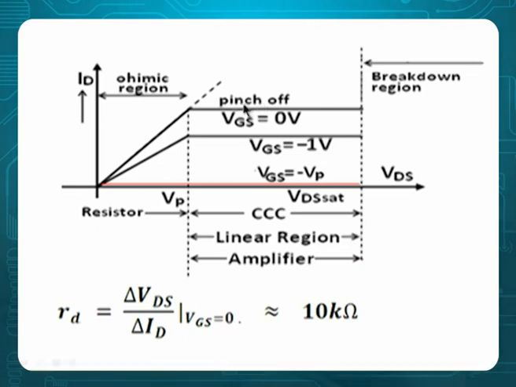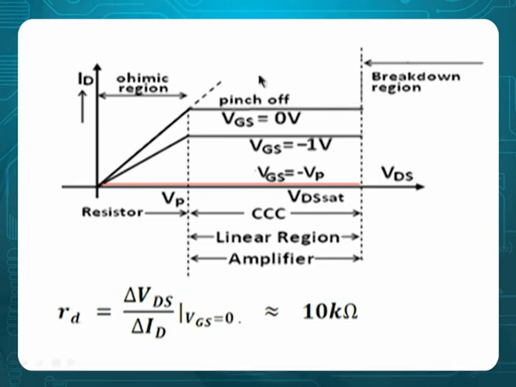Pinch off means eaten off. It is as if something is eaten off: though the voltage is changing, current is not changing. Therefore, we call it pinch off. Then look at this, VGS is minus 1. There is again the same characteristic but slightly decreased, because when the reverse VGS increases, junction width increases and channel width decreases.